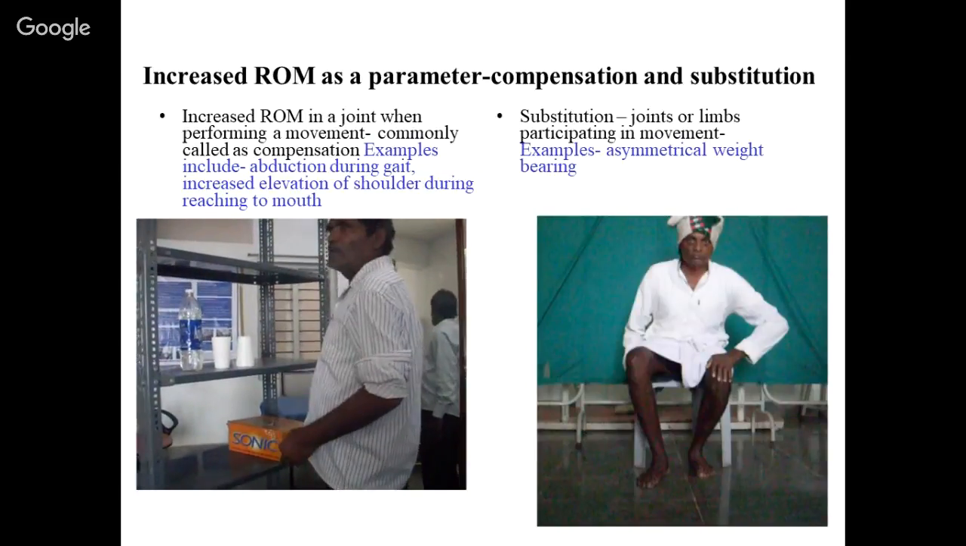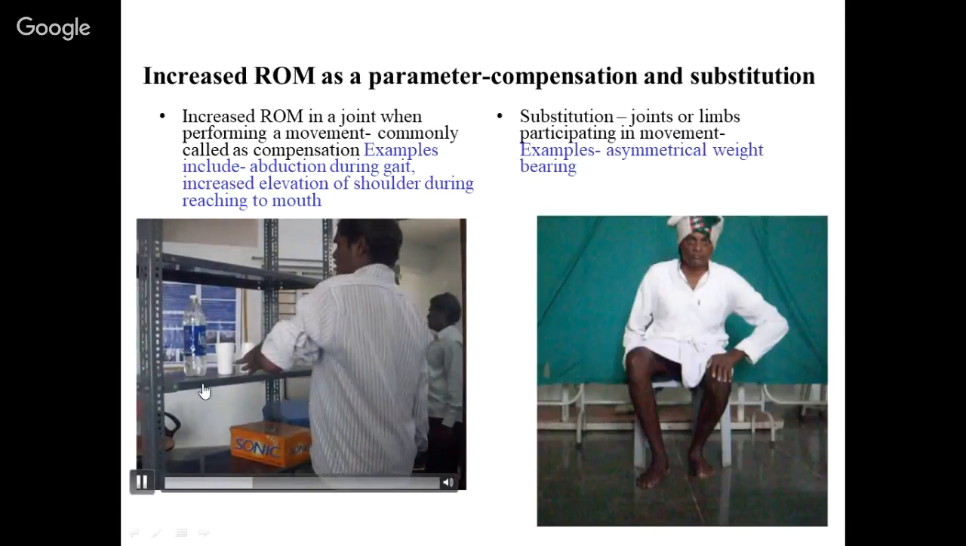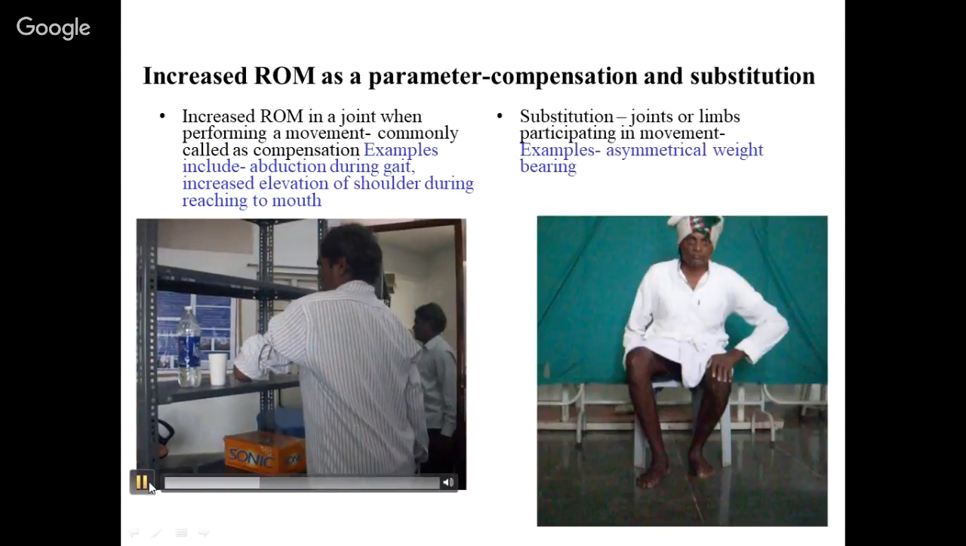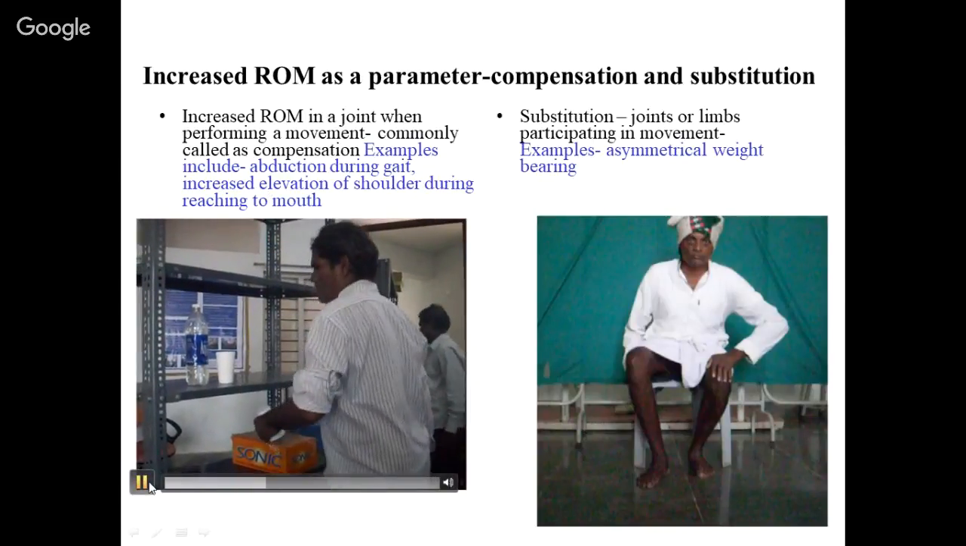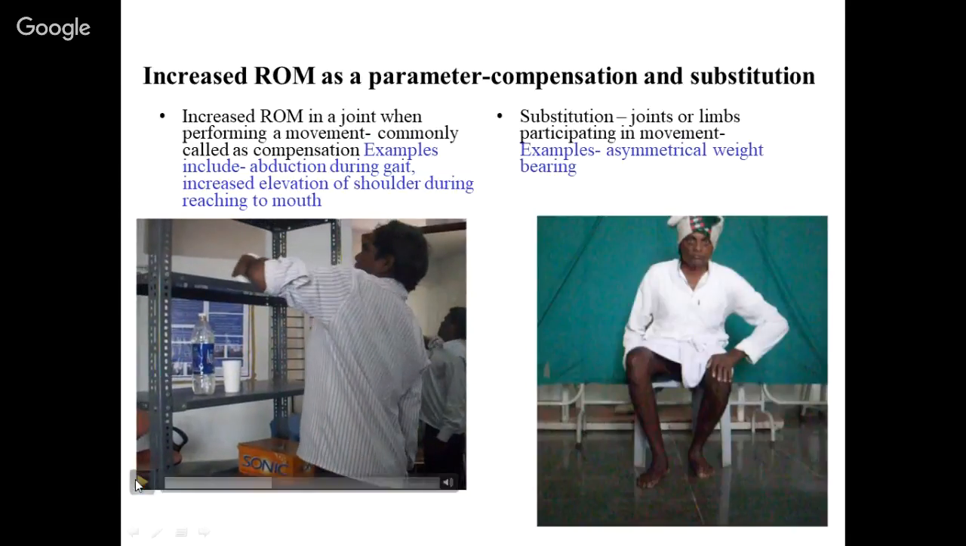So when he was doing it here, right, when he was trying out at this height, it doesn't seem to be that big a deviation from the normal. But here now, you can see there is increased shoulder elevation, right? This, in gait, is circumduction, right? Those are all considered as compensation.